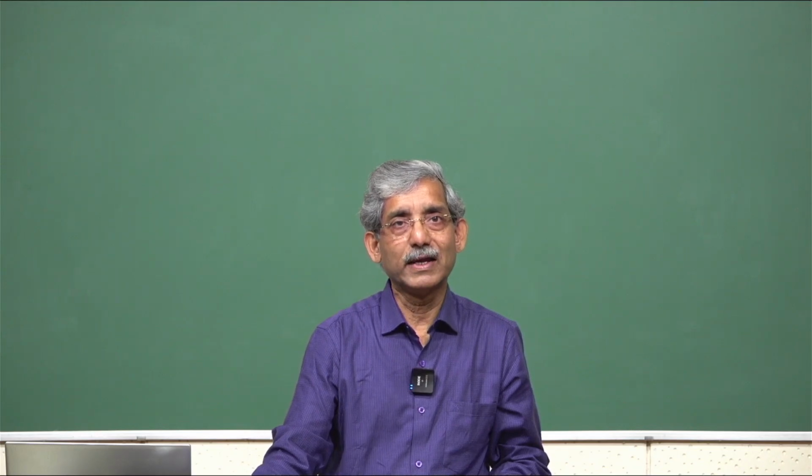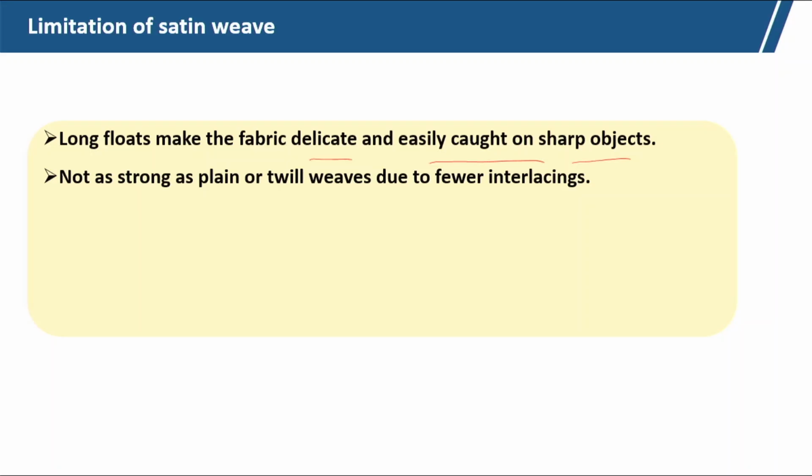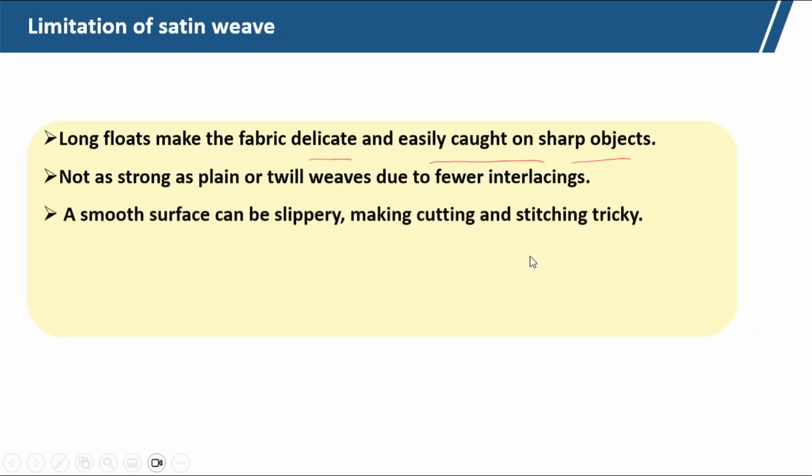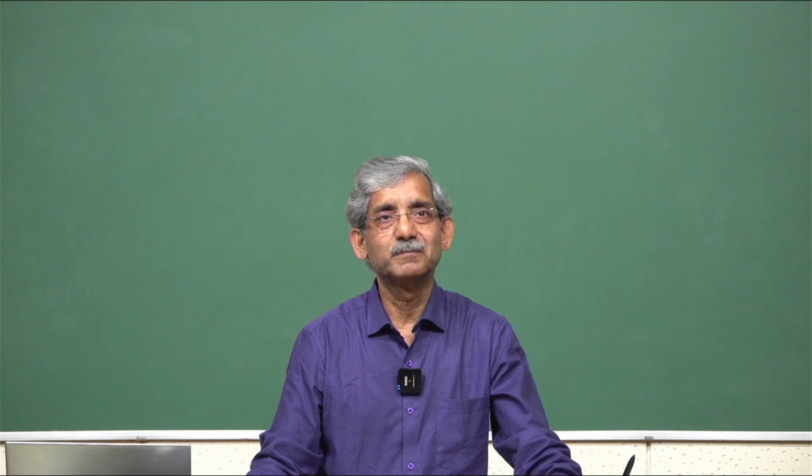Not as strong as plain weave or twill, because of the number of interlacements. Interlacement makes the fabric stable and strong. So, due to fewer interlacements, satin fabrics are not as strong as plain fabric, but for decorative application or for high fashion application we use satin weave. And the smooth surface can be slippery, making cutting and stitching tricky. So, during the garmenting process, these fabrics are a little bit tricky.